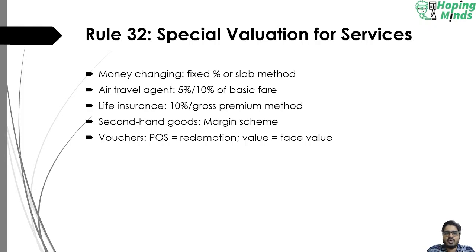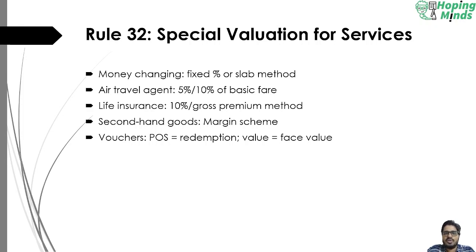Then we have Rule 31A, that is valuation in specific supplies. It provides specific methods for services like lottery, betting, gambling and second-hand goods. For example, in the case of second-hand goods, a dealer selling a second-hand car for rupees 3,50,000 bought for 3 lakh without claiming ITC values the supply at the difference, that is rupees 50,000.